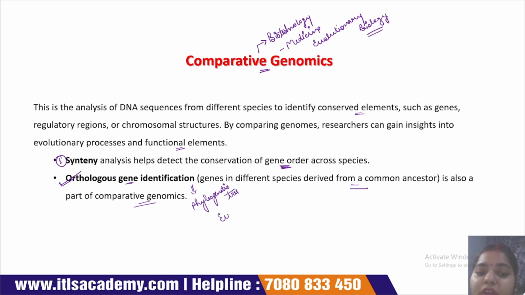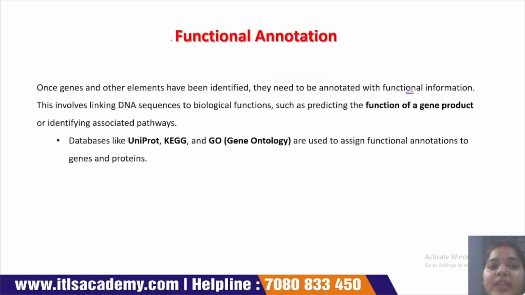For the study of the evolutionary relationship. Next is functional annotation. Functional annotation plays a most important role. Once the genes and other elements have been identified, then they need to be annotated with functional information. This involves linking DNA sequence to biological function, such as predicting the function of a gene product or identifying the associated pathway.